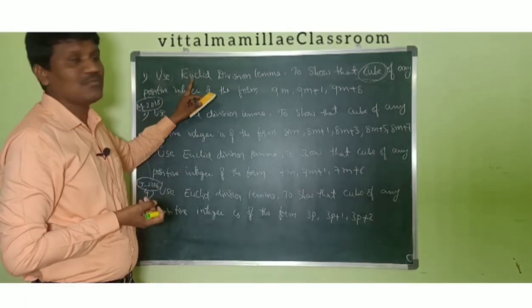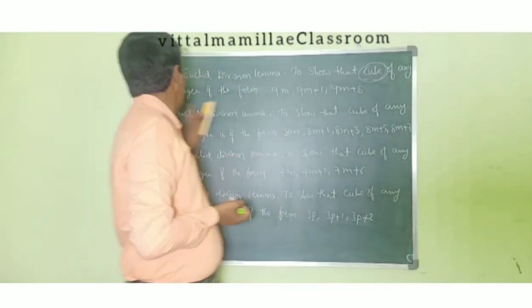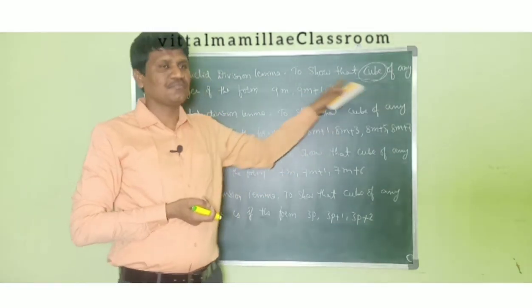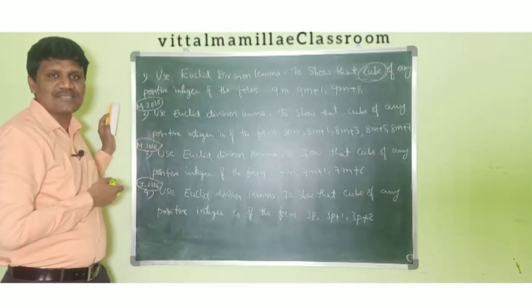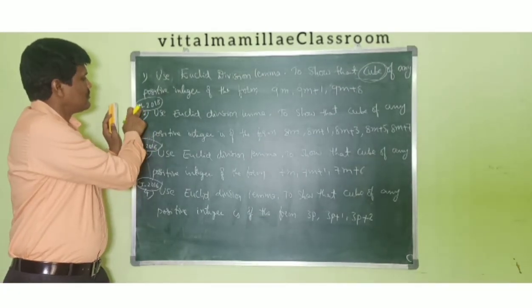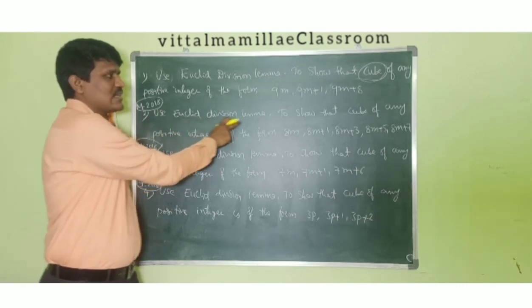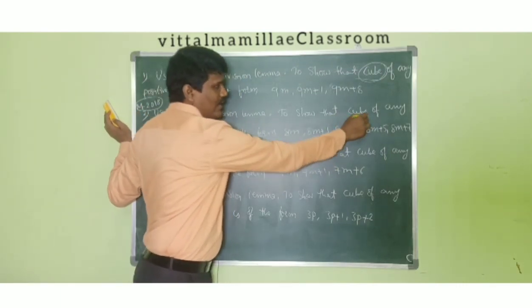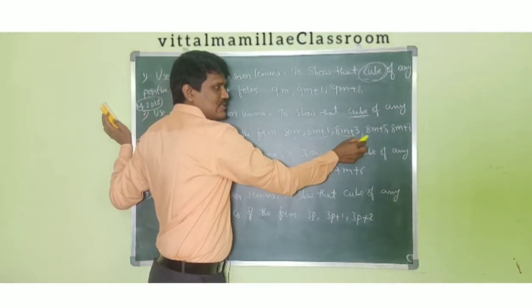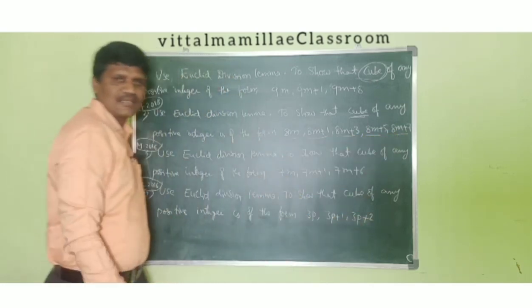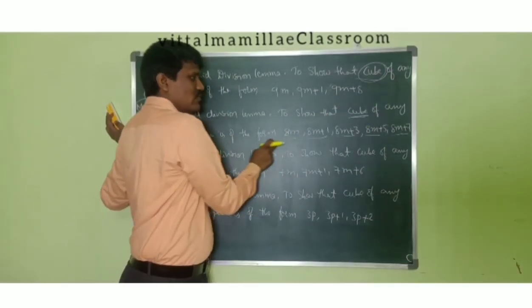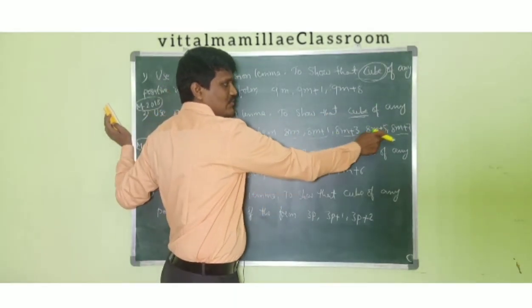So this is the exercise problem. Cube of any positive integer is of the form 9m, 9m plus 1, 9m plus 8. And if you see some problems asked in the previous examinations, this is the question asked in March 2018. What is the question? Use Euclid division lemma to show that cube of any positive integer is of the form 8m, 8m plus 1, 8m plus 3, 8m plus 5 and 8m plus 7.